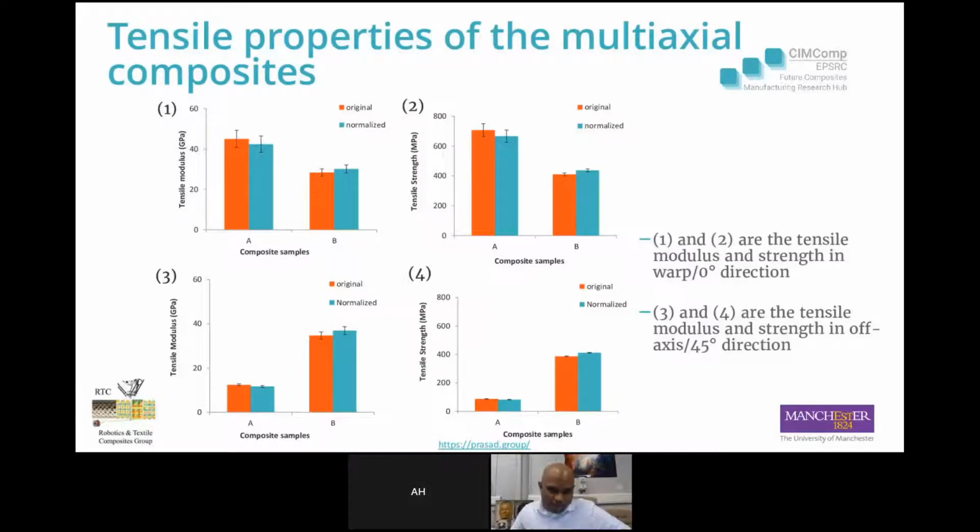We performed tensile tests in warp direction and in off-axis direction 45 for both sample A and B. Tables 1 and 2 on the top are the tensile modulus and strength in warp direction, 0 degrees. There is some drop in the tensile modulus and strength in sample B with off-axis fibers. But if you look at the bottom tables 3 and 4, there is a significant increase in the off-axis tensile strength and modulus. It's nearly 4 times. It's clear from the coupon test that we can optimize the performance depending on the application.